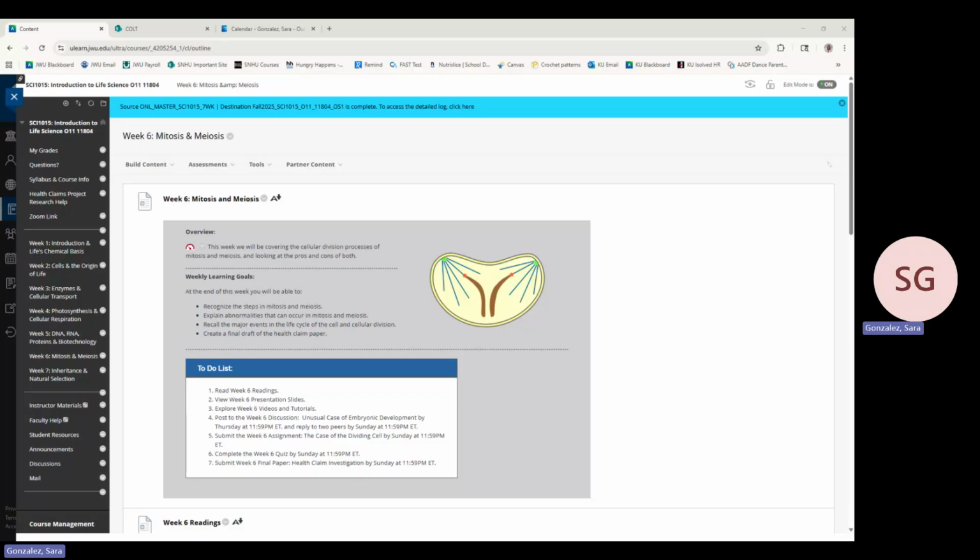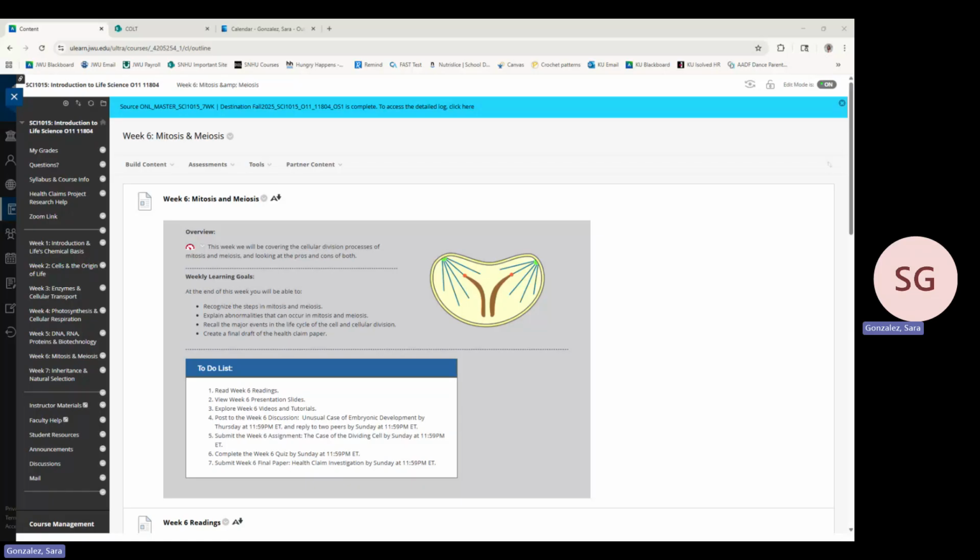So the past 2 weeks, we've been talking about the chemical basis of life. We looked at cells, some of the organelles, the origins of life, how things get in and out of the cell through transport systems, looking at 2 very important processes of photosynthesis and cellular respiration, as well as a little bit of DNA, RNA, proteins, and biotechnology.